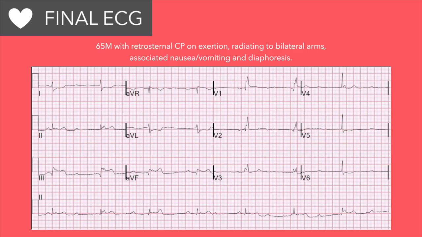Hello and welcome back. Let's review the final ECG. We have a 65-year-old man with retrosternal chest pain on exertion radiating to bilateral arms associated with nausea and vomiting and diaphoresis. Yikes, the history itself is concerning for a cardiac issue. Let's look at the rate.